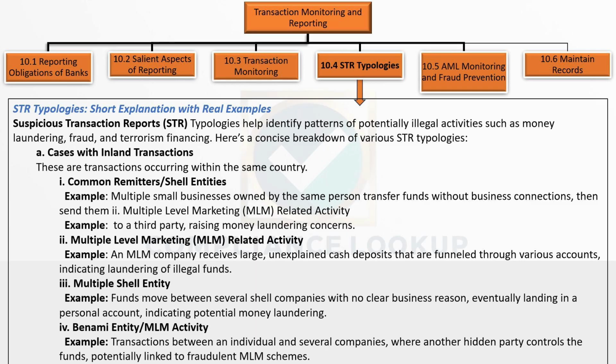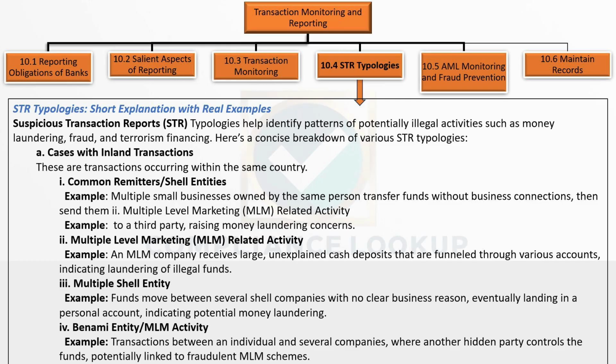Second, multi-level marketing (MLM) related activity. In MLM schemes, participants are recruited to sell products or services and earn commissions from the sales of recruits. Such schemes can be used for money laundering. Example: an MLM company that claims to sell health supplements receives large cash deposits from individuals with no clear business rationale. Upon investigation, the bank finds that the deposits are being funneled through various accounts, suggesting potential laundering of proceeds from illegal activities.